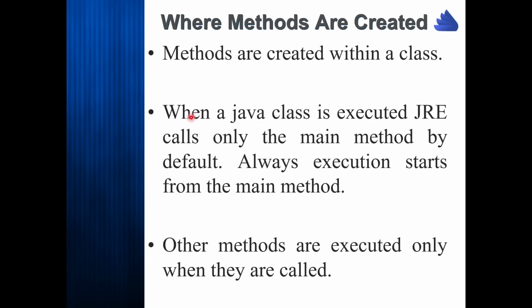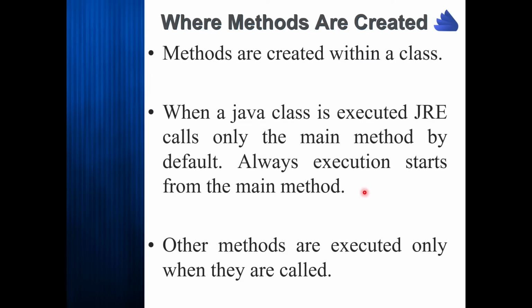Come to the next point, guys. When a Java class is executed, the JRE calls only the main method by default. Always execution starts from the main method. I am repeating once again. When a Java class is executed, the JRE calls only the main method by default. Always execution starts from the main method.